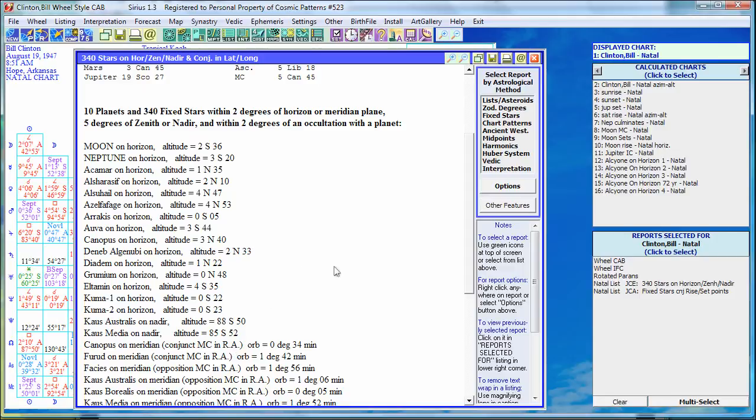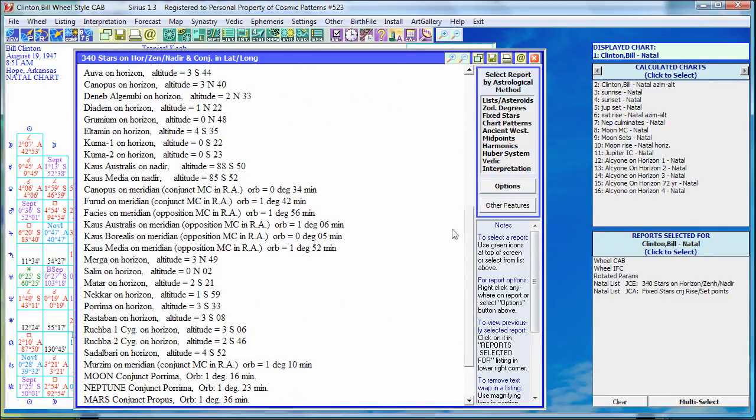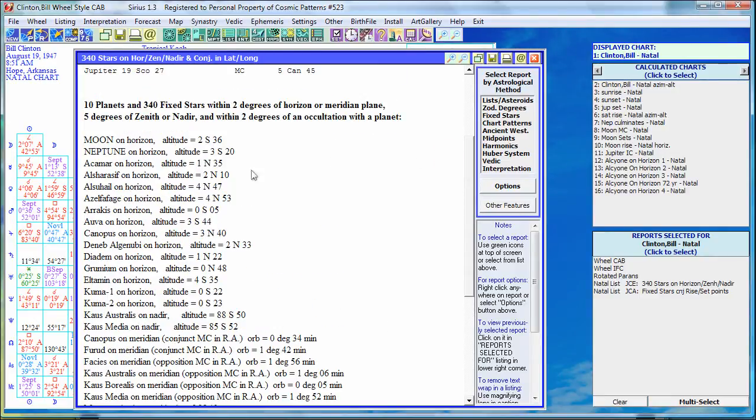So this is the proper way, the intuitively meaningful and intuitively logical way to measure orbs to the horizon: the altitude, because that's the distance from the horizon, and in right ascension from the midheaven. So here's the basic information that's used for doing parans, telling us what planets and stars are on the horizon plane and on the meridian plane, in this case, at the time Bill Clinton was born.